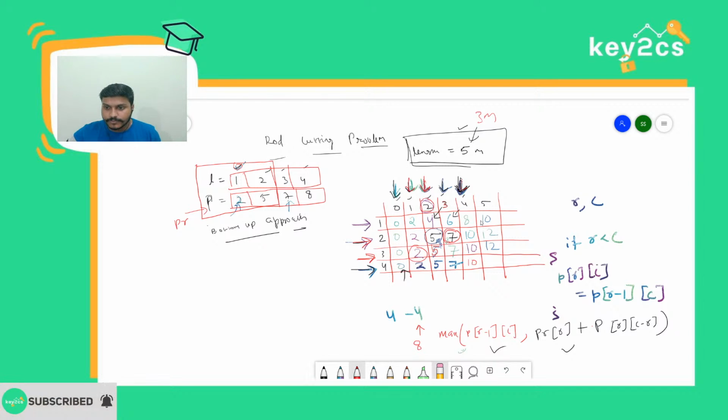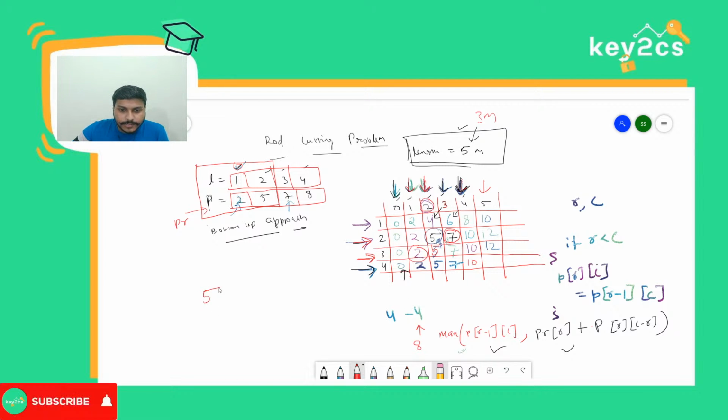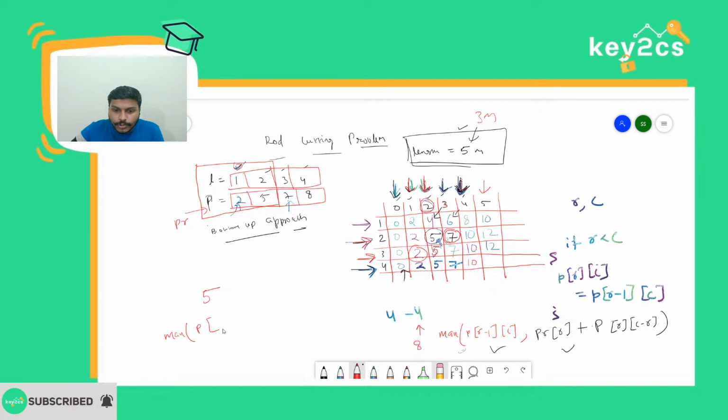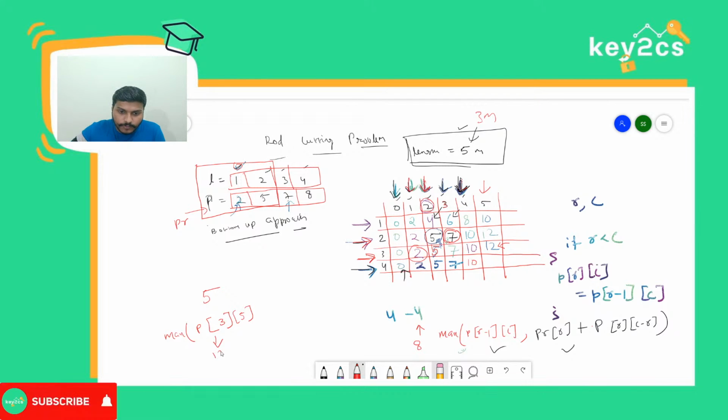So we are here, right? We need this length of 5 meter, and we have already checked for 4 meter. Now we are checking for 5 meter, so the total length is 5 meter. We have to check the maximum between the previous value and the current value. What is the previous value? What is P of R minus 1? R is 4, 4 minus 1, 3. C is 5, so P of 3, 5. What is 3, 5? If you see here, this one, 12. Previous profit is 12.